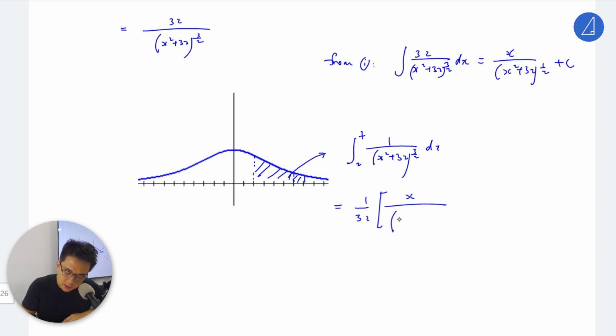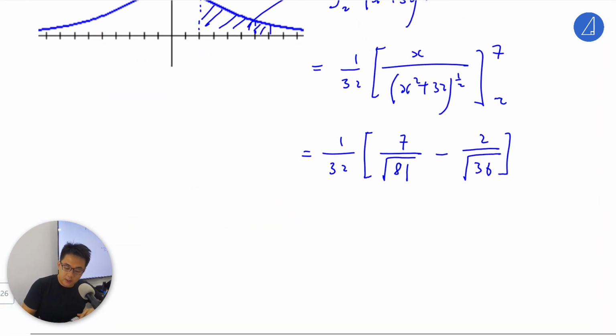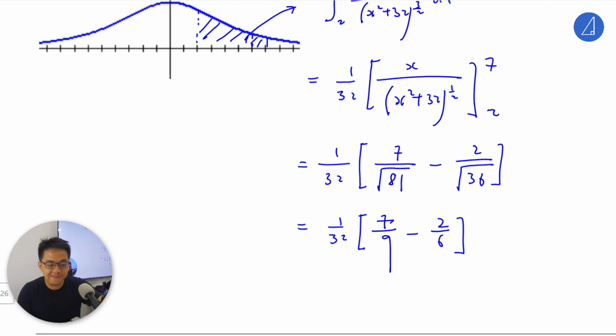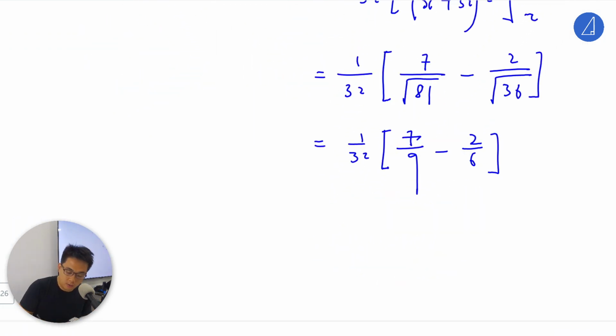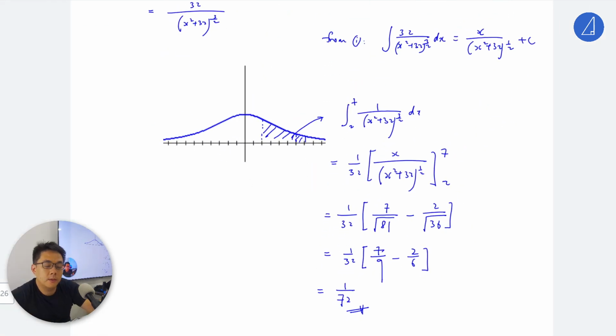Then you just key in this calculator here. This value. You want exact? I don't even know whether they want exact. Looking in, I think you get this. So it's just 1 over 32, 7 over 9 minus 2 over 6. In calculator, I got 1 over 72. So that's how you get it.